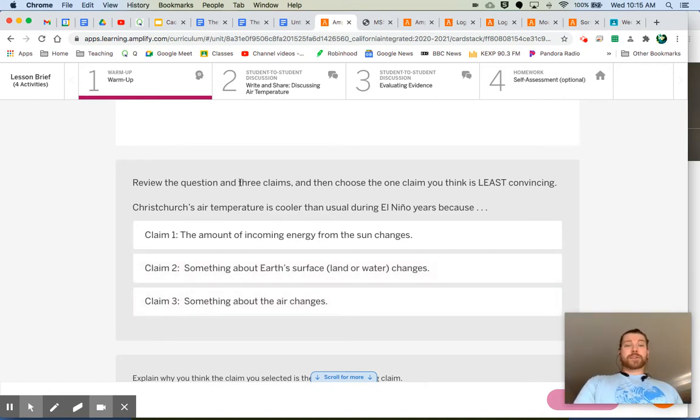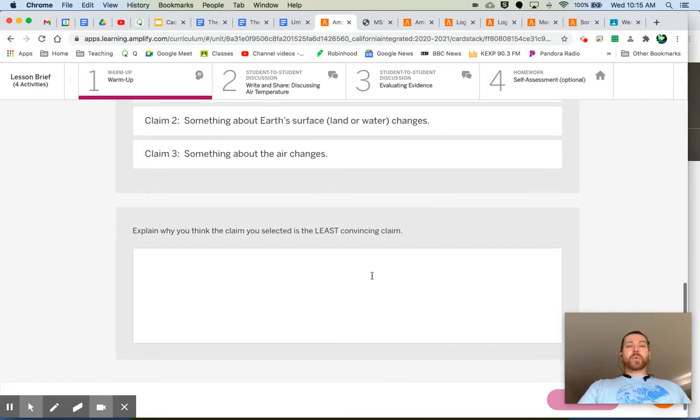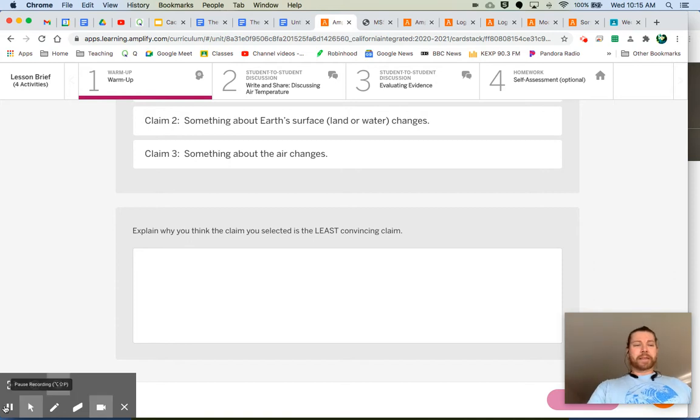Now, here's what we're supposed to do. We're supposed to choose the claim we think is least convincing. I think that's interesting. So which one do you think is the least convincing claim? I want you to select it and then tell me why. Why do you think that's the least convincing claim of all three? Go ahead and do that and then come on back to me.